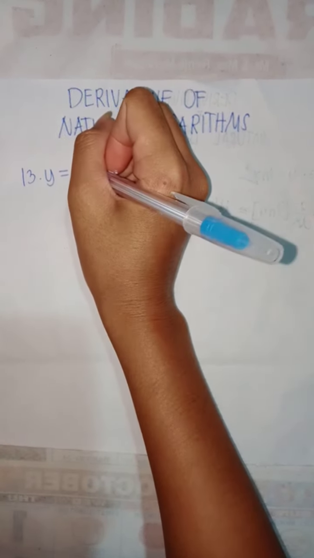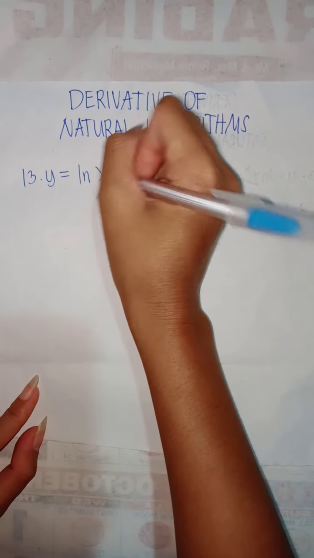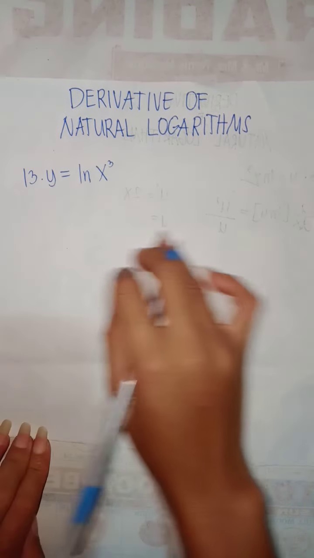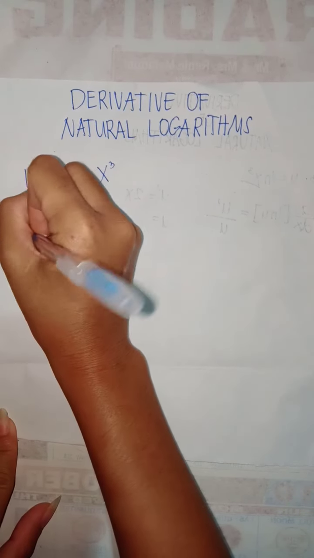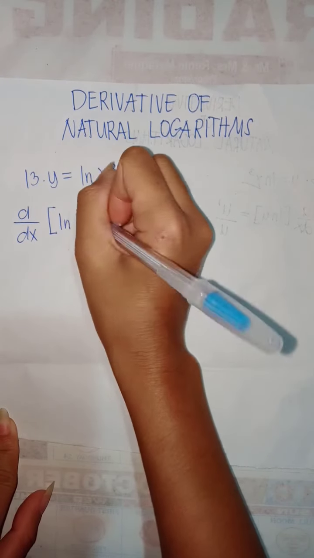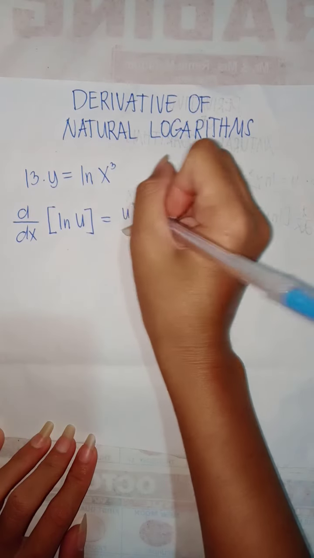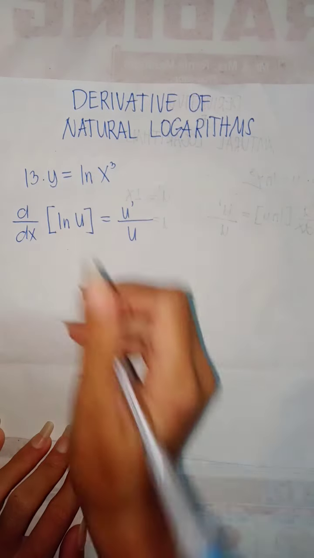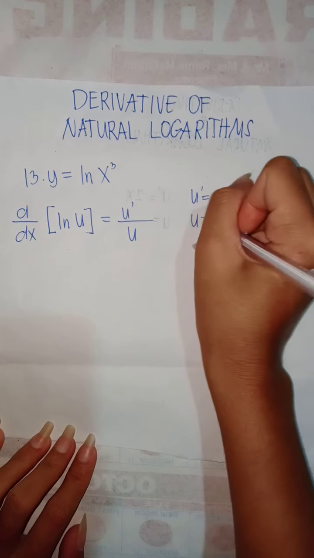Y is equal to ln of x cubed. Then to find the derivative of natural logarithms, we're going to use d over dx times ln u, or the natural log of u, equals u prime all over u. So let's find first the u prime and our u.